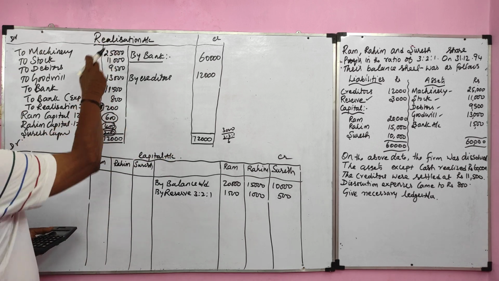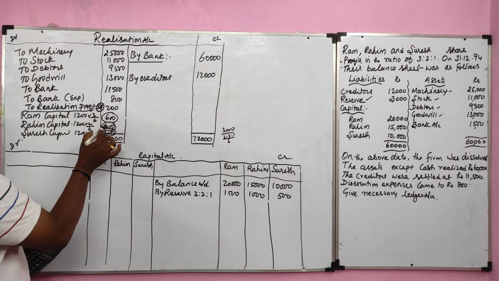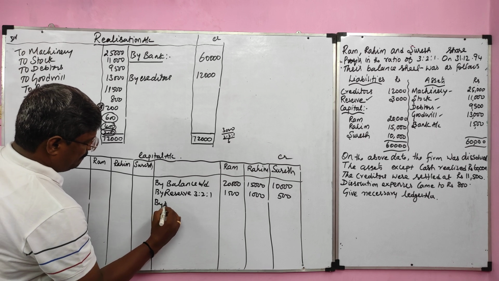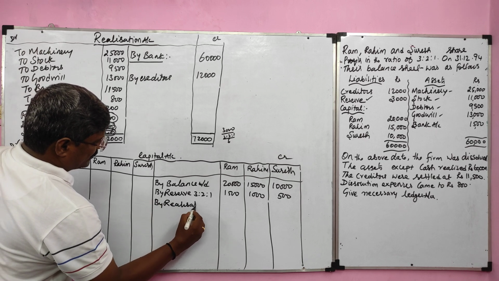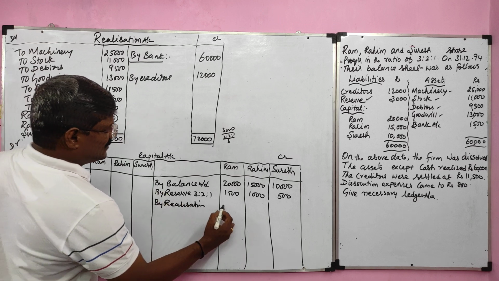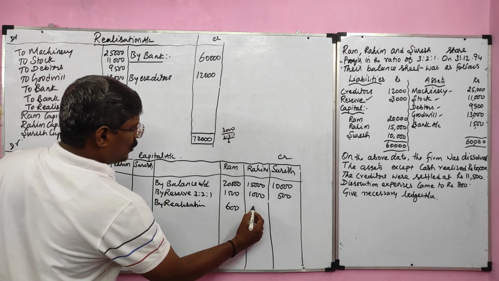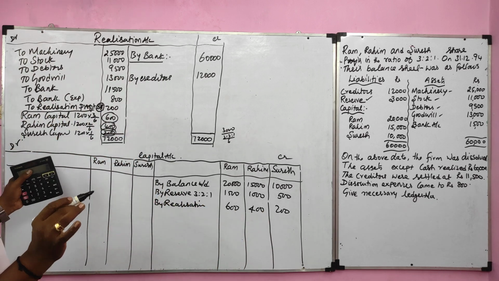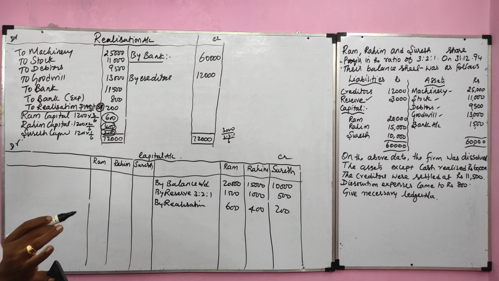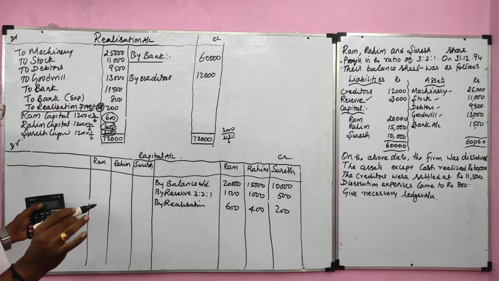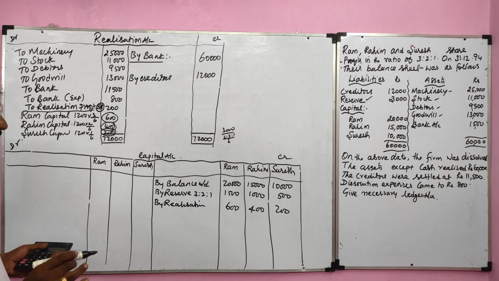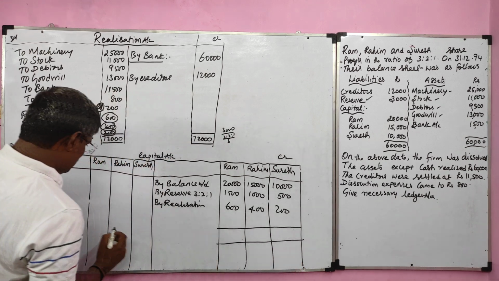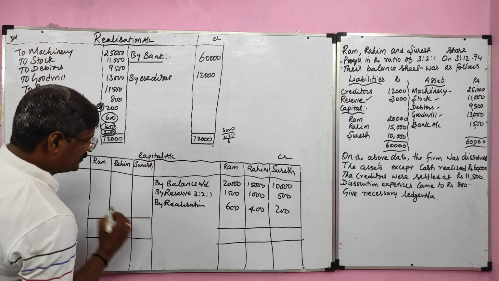Then the realization profit is transferred to the partners' capital accounts. It should be recorded on the credit side: by realization, 600 to Ram, 400 to Rahim, 200 to Suresh. We transferred the realization profit to the credit side of the capital account. If it is a realization loss, it should be transferred to the debit side of the capital account of all partners. Now we will balance the capital account of all the partners.